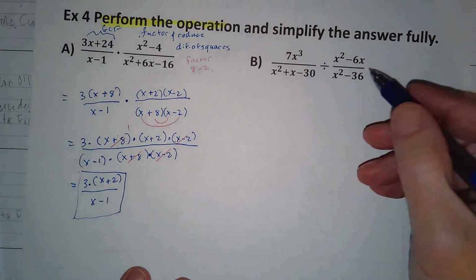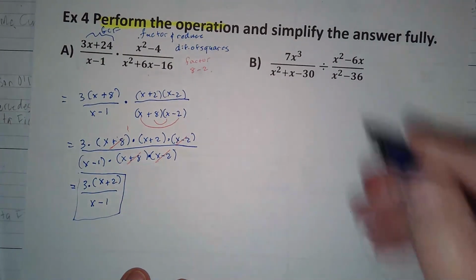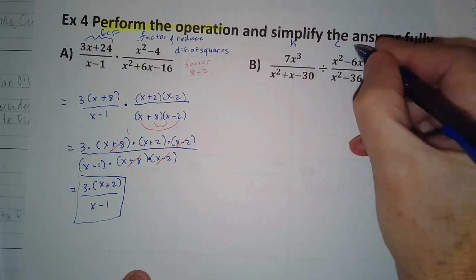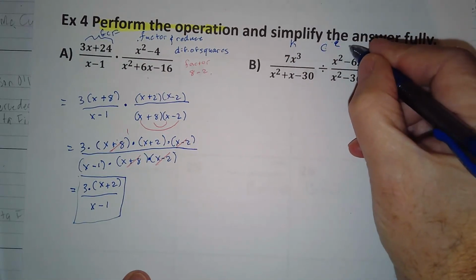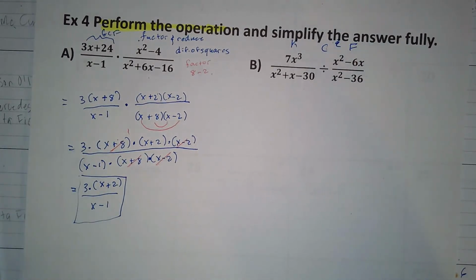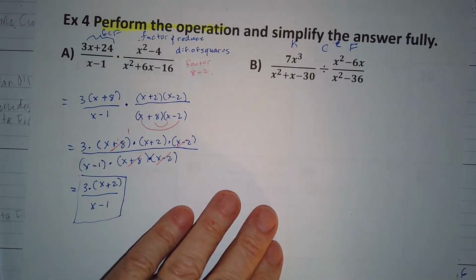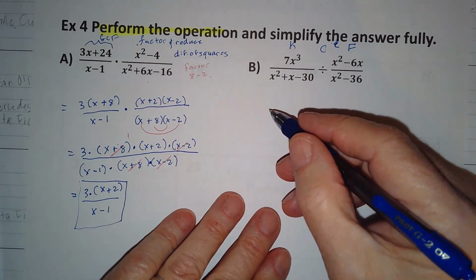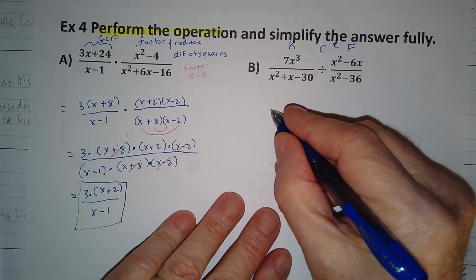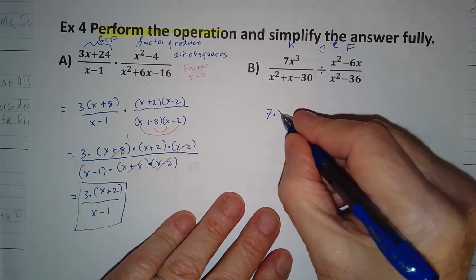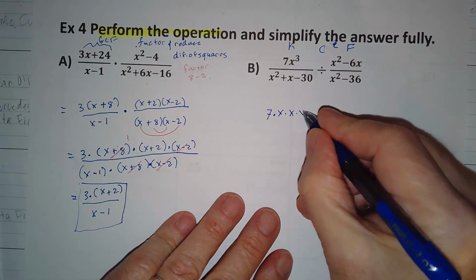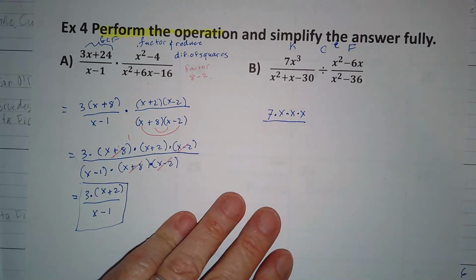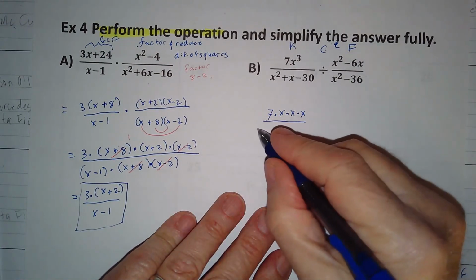All right. Oh, division problem. What are we going to have to do here? We're going to have to keep, change, and flip, right? Keep, change, and flip. All right, so let's do this. So 7x cubed, we can factor that out into 7 times x times x times x, right? And down in the denominator, let's see, we can factor it with double bubble.